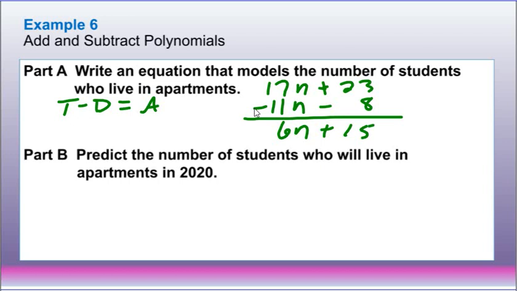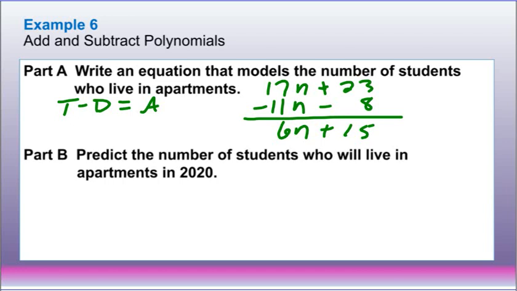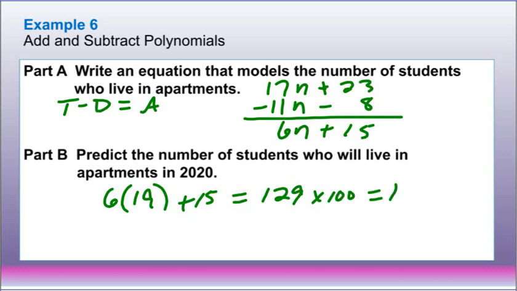Now it says predict the number of students who will live in the apartments in 2020. So based on what we have here, it says years since 2001. That is 19 years. So if I do 6 times 19 and then add 15, that should give us the number of students who live in apartments. So 6 times 19 plus 15 would give us a total of 129. So if this is in the hundreds, I would just have to multiply this by 100, and that would give us 12,900 students.